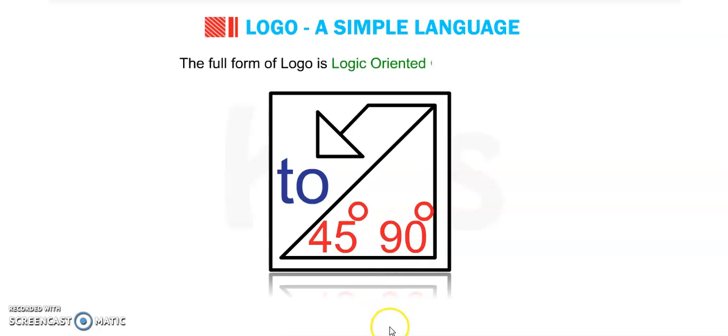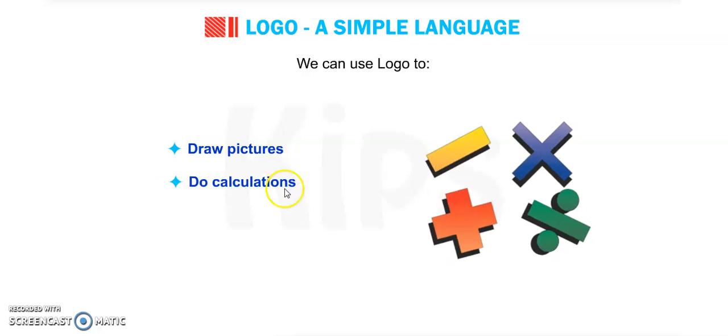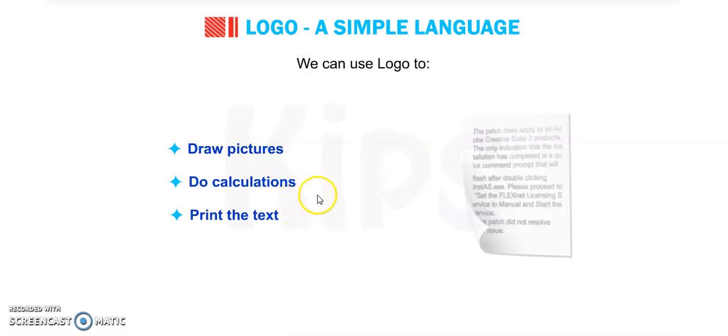The full form of Logo is Logic Oriented Graphic Oriented. L for logic, O for oriented, G for graphic and O for oriented. We can use Logo to draw pictures, do calculations and print text also. So there is a fact file. Who is he? He is Professor Seymour Papert, who designed or introduced this language.